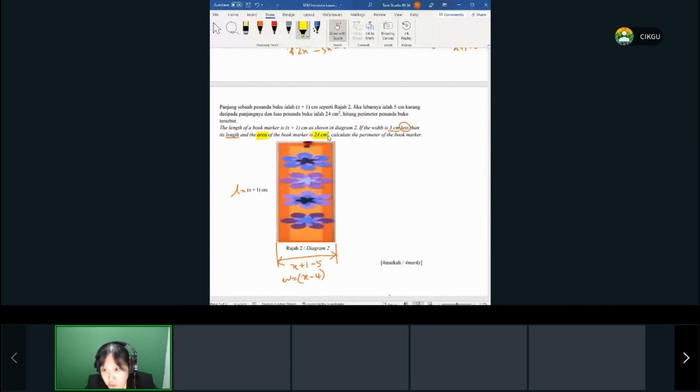Area of the bookmark is 24 centimeters square. Area, look at this shape. Rectangle. How to find area of a rectangle?